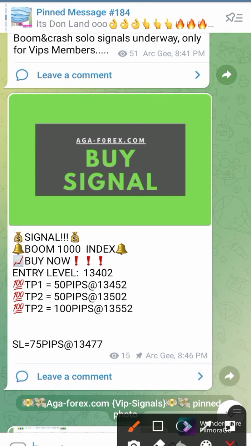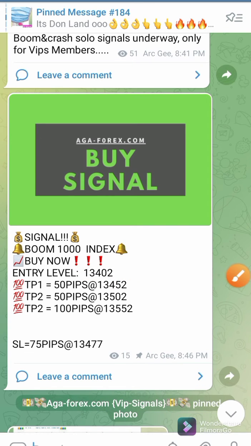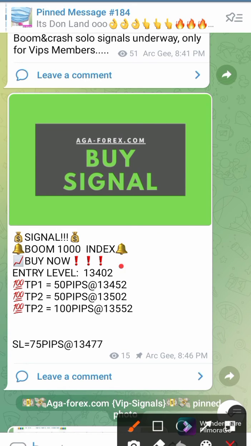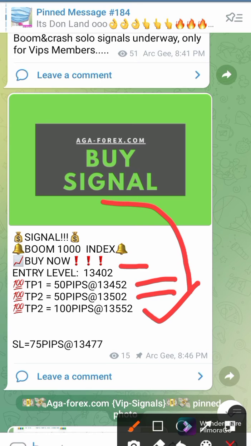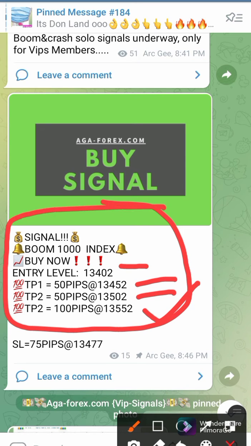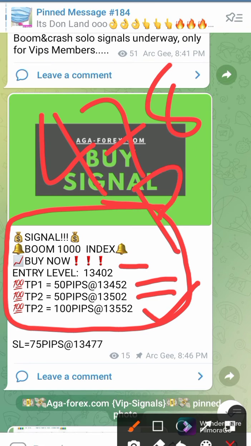See our entry level. Our entry level is 1.3402. And look at the time I entered the signal. See, our entry here is intact. TP1 is intact, TP2 and TP3 as well. So you see, this is a live VIP signal I gave, and that's what we were able to capture: 478 pips in less than 48 hours.